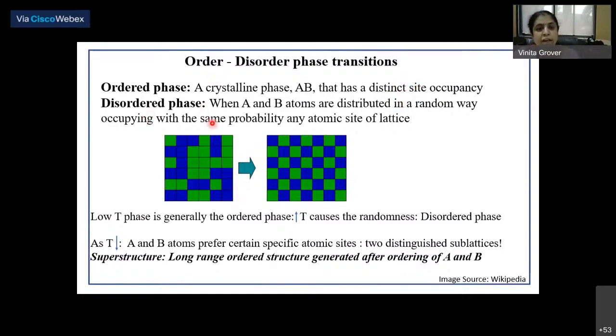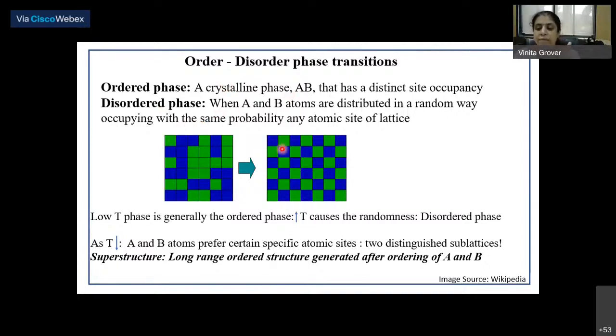However, when you are not able to distinguish, in this unit cell A is at the center, in the next one B is at the center, here again B is at the center, here again A is at the center. That means they are randomized. They are distributed in a very random way. Then you call it a disordered phase.